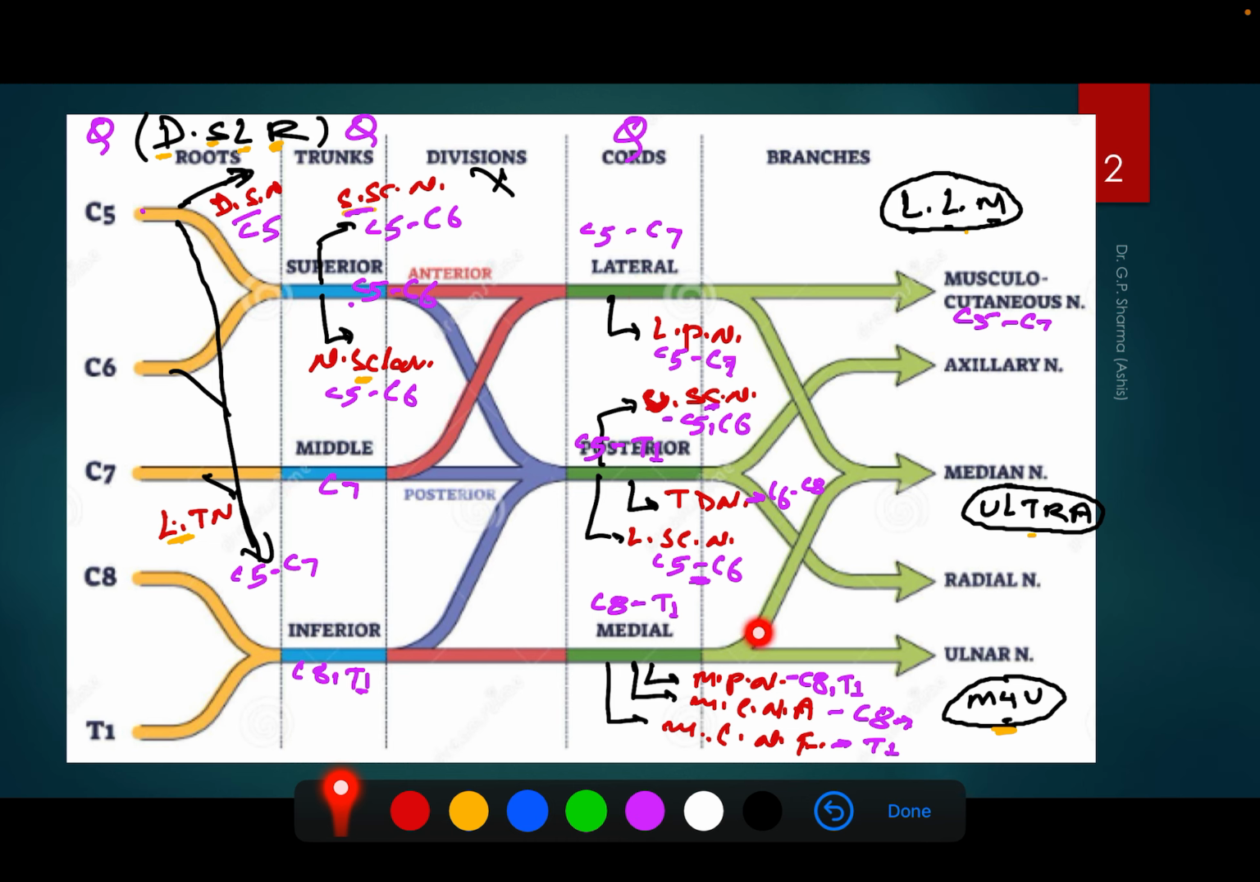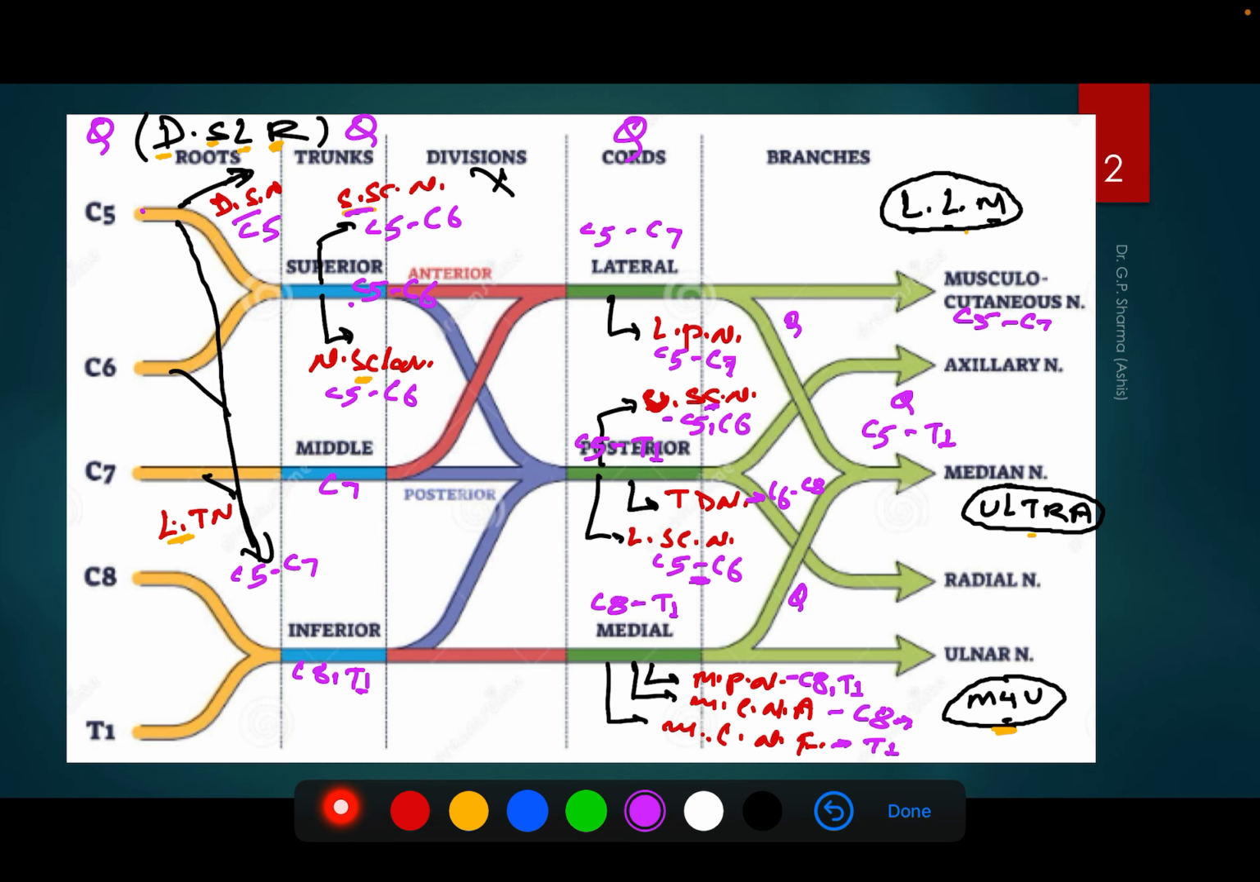That means this is the question they can ask you. The medial root of the median nerve, root value C8, T1. The lateral root of the median nerve, root value C5 to C7. So if you combine this and this, it becomes the root value C5 to T1. That means all 5 roots supply the median nerve, they form the median nerve. So from here they can make you the questions, right? So these are the questions in the exam.